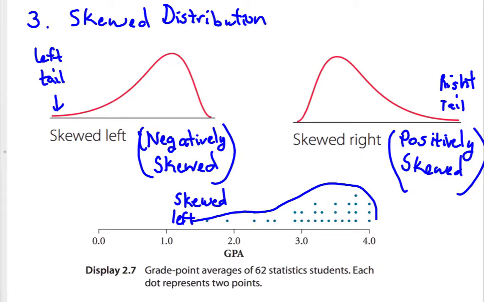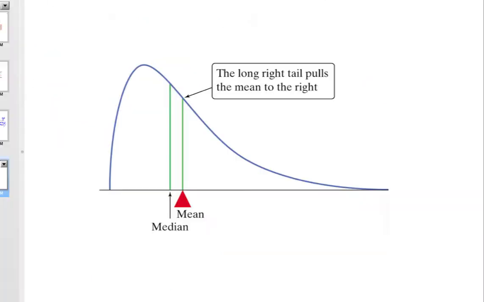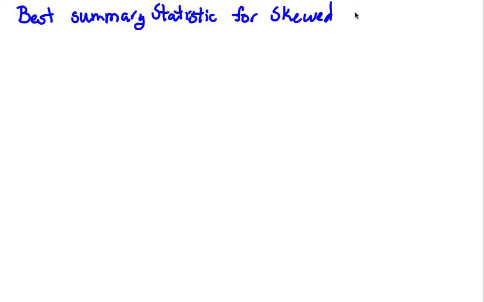This data represents the grade point averages of 62 statistics students. When we look at skewed data, because of the tail pushing out some information, our mean will go closer to the tail. So if I have a right skewed distribution, our mean is closer to the tail than our median. Because the tail pushes that mean away from the center of our data, the best summary statistic for a skewed data set is the median.